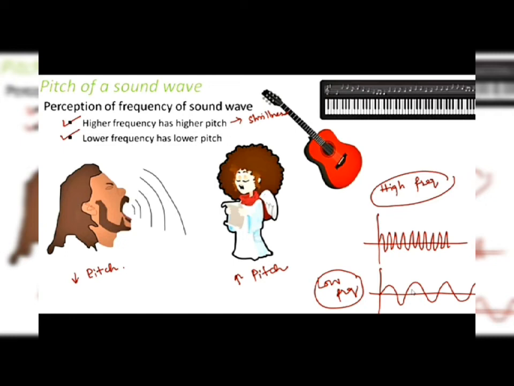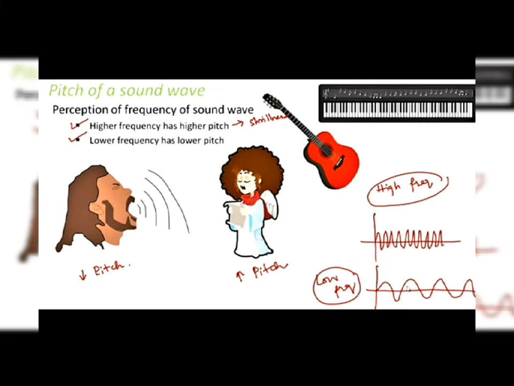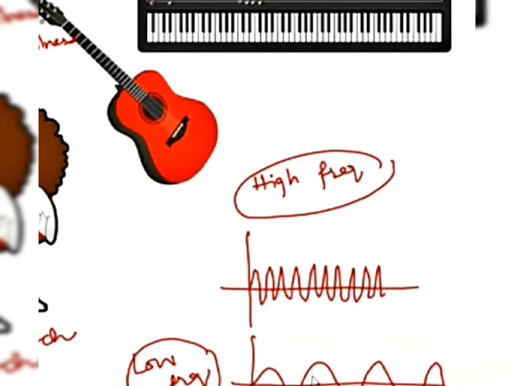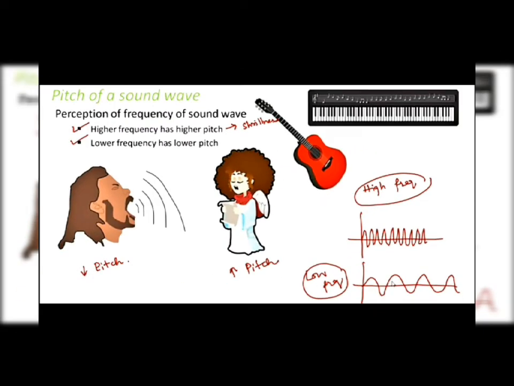It means it's covering too many oscillations over a period of time. So the waves will be closer together, as here you can see in this wave. And if we talk about low frequency, the waves are more spread. It means the number of oscillations is less. So high frequency means high pitch and low frequency means low pitch.